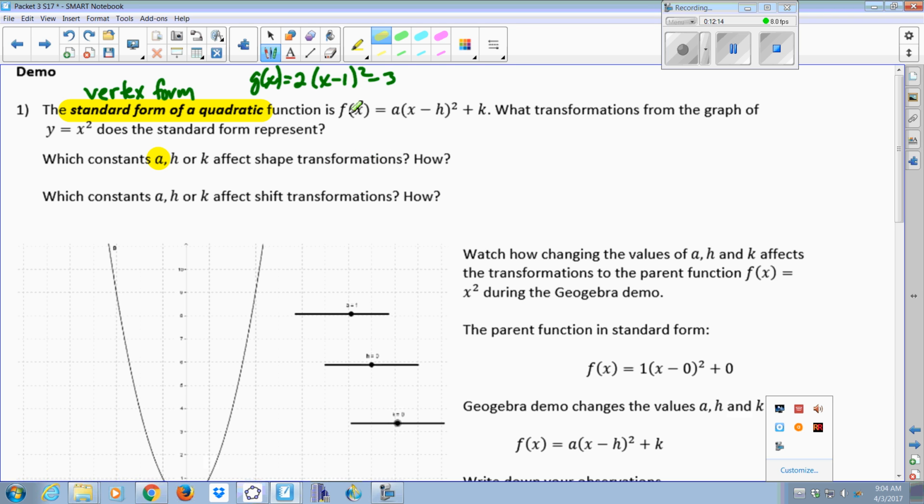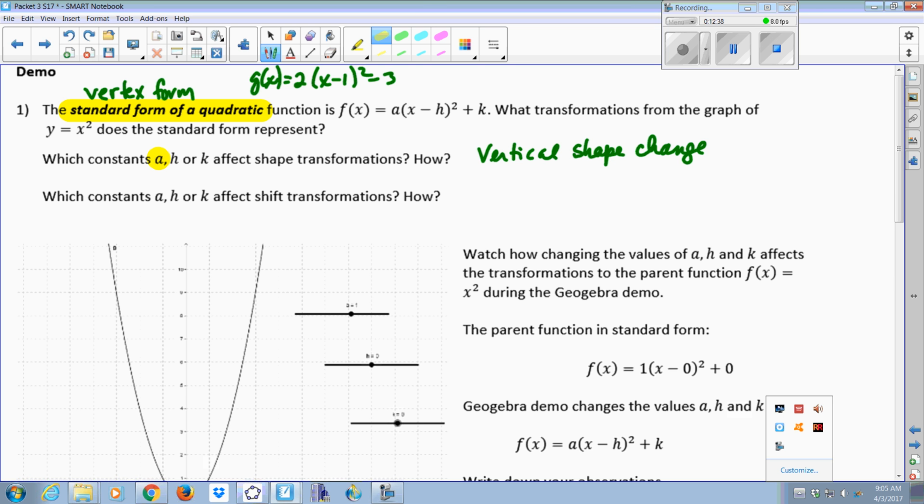Does everybody agree that A changes the shape? It's a multiplication outside of everything. So how does it change the shape? What does it do? Which way? Right, so it's a vertical shape change, right? That's all I want for now, a vertical shape change.